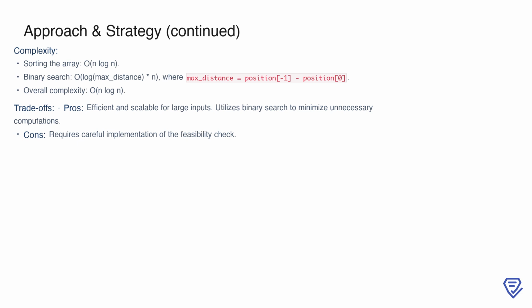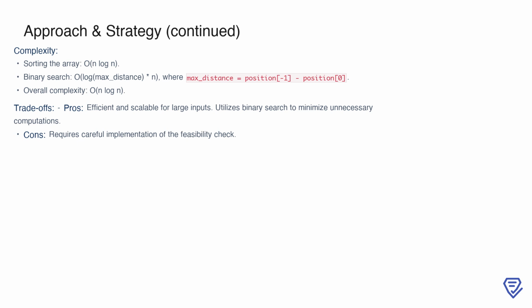The binary search approach is not only intuitive but also computationally efficient. Sorting the position array takes O(n log n) time, and the binary search itself involves O(log(max_distance)) iterations, where max_distance is the difference between the first and last positions in the sorted array. For each iteration, we perform a linear scan of the baskets to check the feasibility of placing the balls, which takes O(n) time. Combining these, the overall complexity becomes O(n log n), which is scalable even for large inputs. This efficiency is a significant advantage over the brute force method.